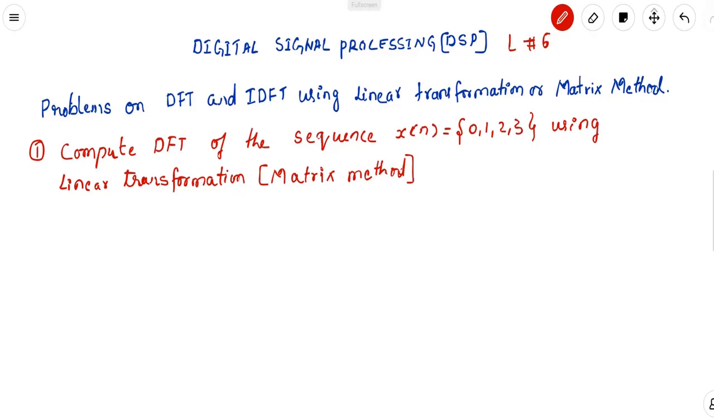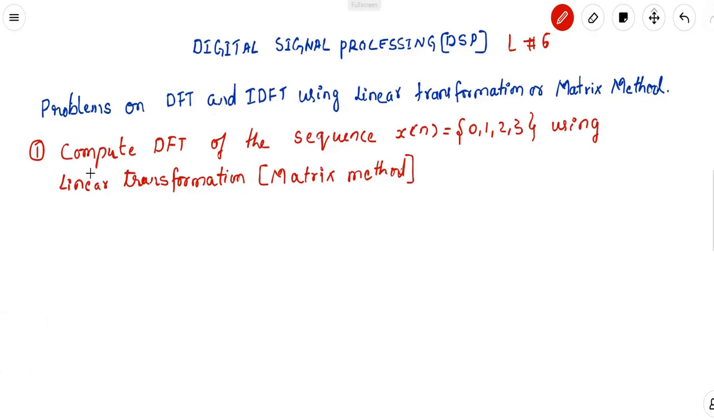So today is lecture 6 on the subject Digital Signal Processing, which is a core subject of your 5th semester Electronics and Communication. Last class we saw DFT as a linear transformation, that is nothing but the matrix method. On that we are going to solve problems on DFT and IDFT using linear transformation or the matrix method. You can call it either the matrix method or linear transformation.